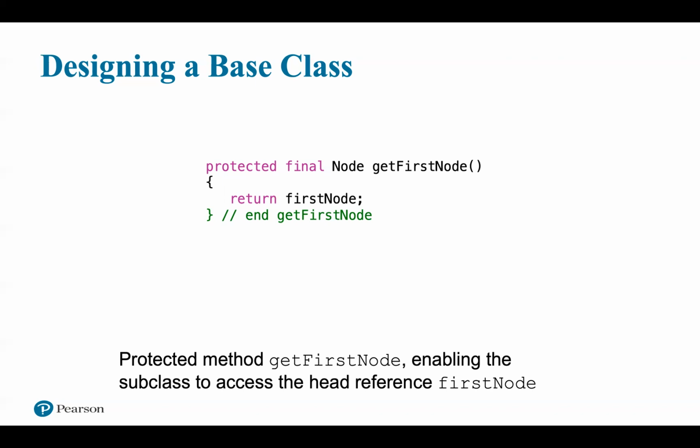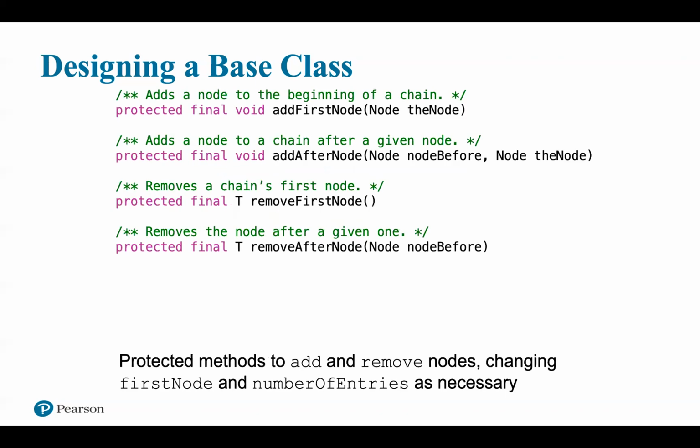So as a result of these discussions, we make some changes to LList. We define a protected method getFirstNode, enabling the subclass to access the head reference firstNode. We define protected methods to add and remove nodes, changing firstNode and numberOfEntries as necessary. Ensuring that these methods cannot be overridden by making them final is essential to preserving the integrity of the underlying data structure and hence the list.